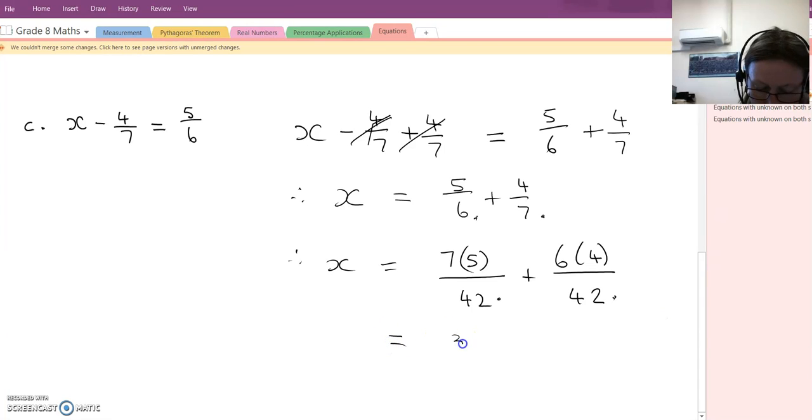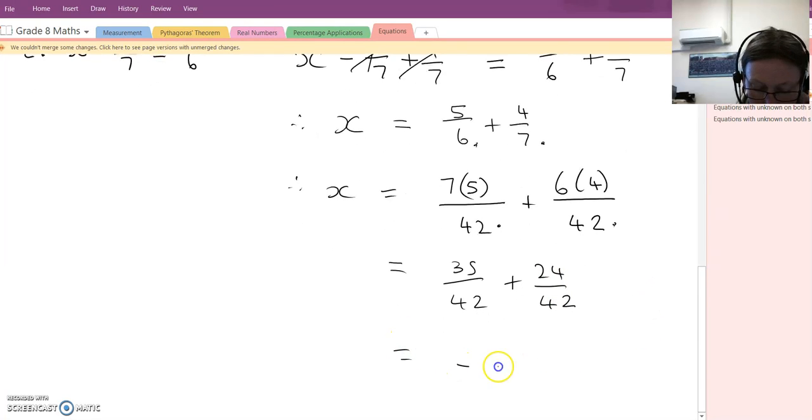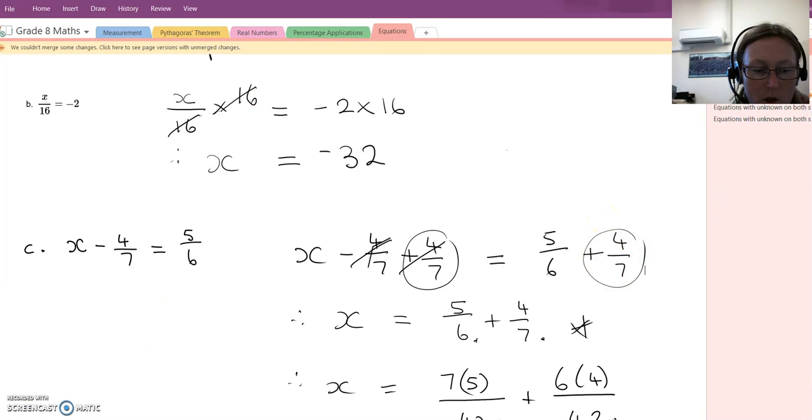So if I multiply those out, I've got 35 on 42 plus 24 on 42. They're both over 42, so I can combine them, put them over the 42, and 35 plus 24 is 59. Yeah, so that one is a bit harder because we had to remember a previous topic. But back to the equations bit of it, whatever we do to one side, we do to the other. So that is our example of one-step equations.